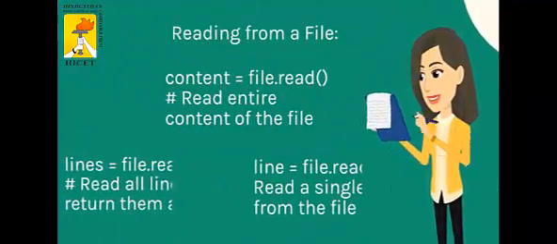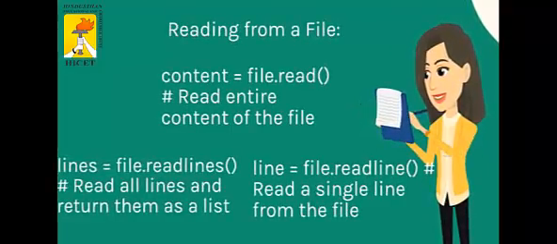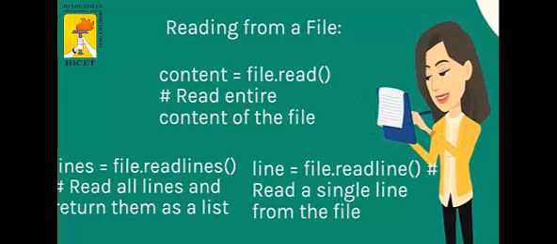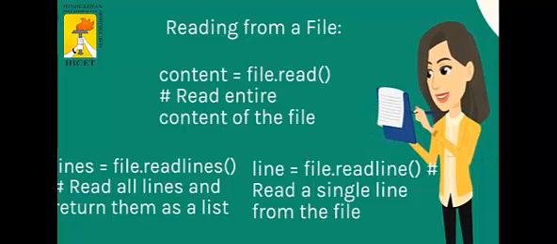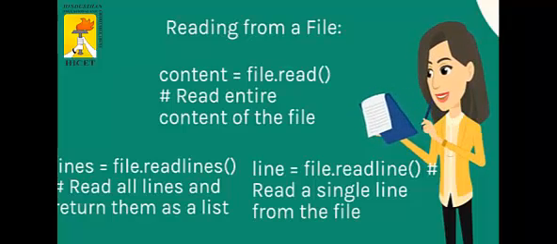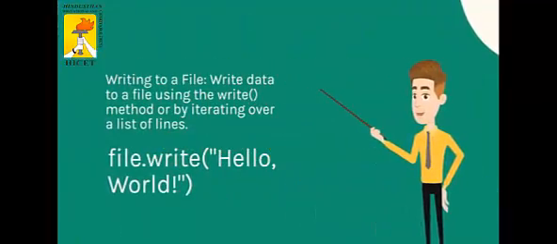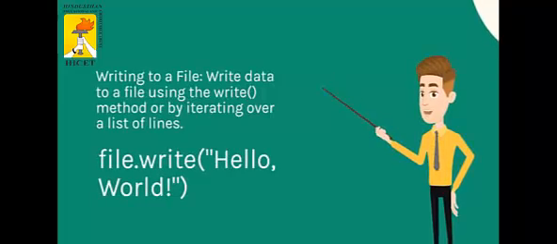Right? For reading a file's content, we can use the read methods. We have three methods, that is read, readline and readlines. The read method is used to read the entire content of the file. Readline is used for a single line, and readlines reads all the lines and returns them as a list to us. And for writing to a file, we use the write method.